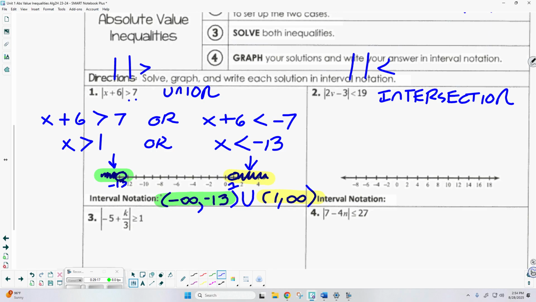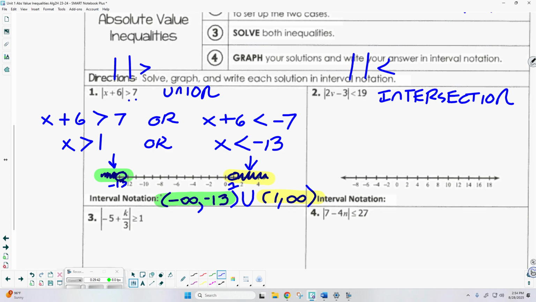You have a quiz tomorrow, but the full test is next Thursday. This will not be on the quiz tomorrow. Tomorrow is only absolute value equations. Good question. So let's go ahead and do number 2, and then we'll have a little bit of time just to kick back.